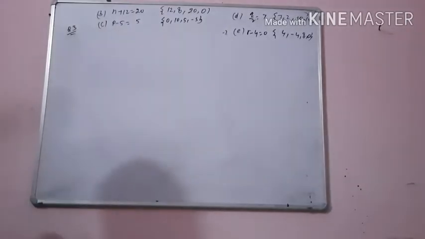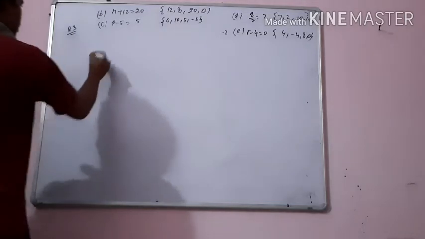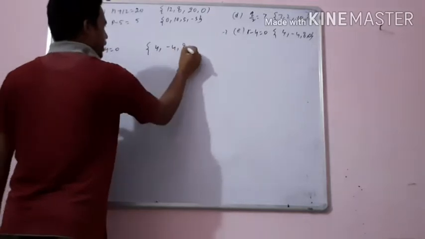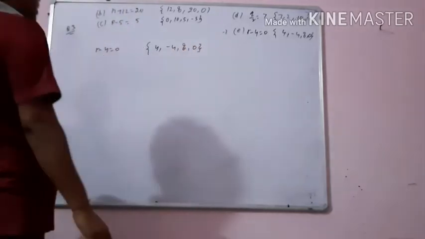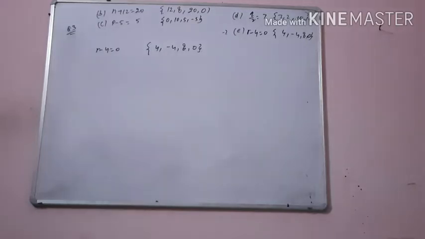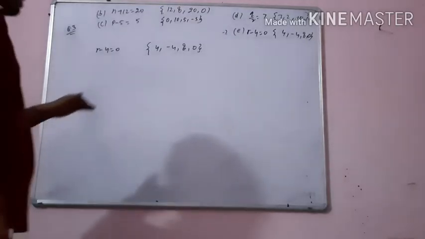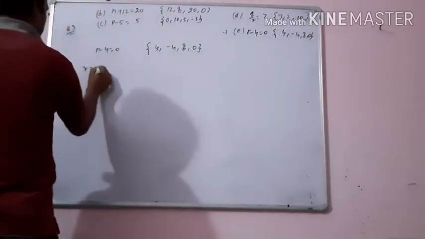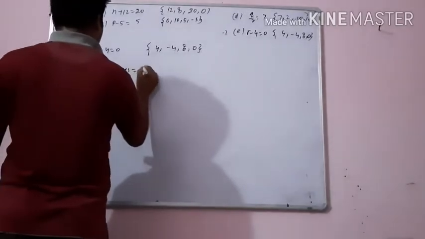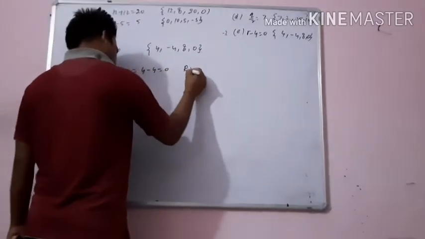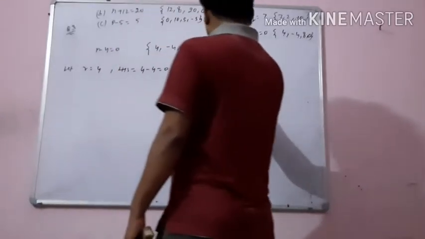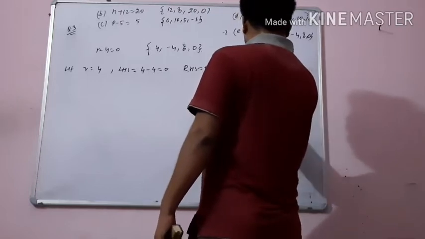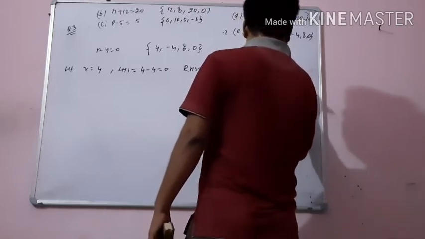Question E: r minus 4 equals 0. We have to check this equation at the given values 4, minus 4, 8, and 0. Let r equal 4. LHS will be 4 minus 4 equals 0. RHS equals 0. So LHS equals RHS. So r equals 4 is a solution of the equation.